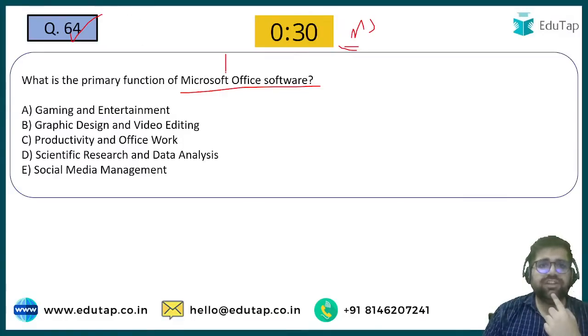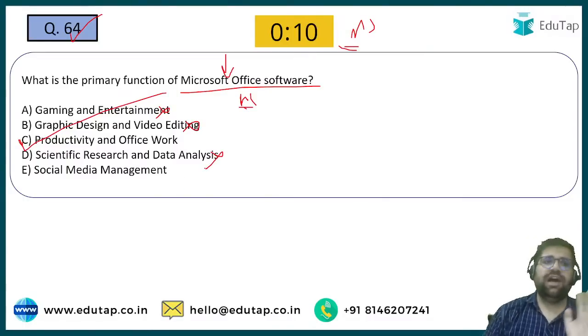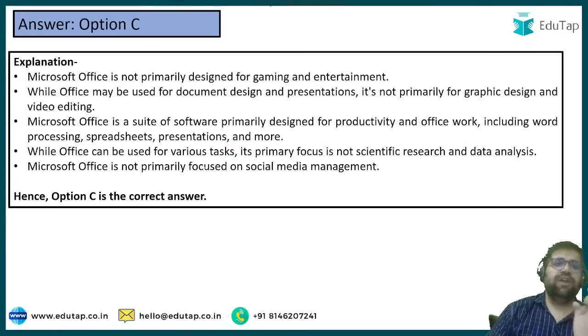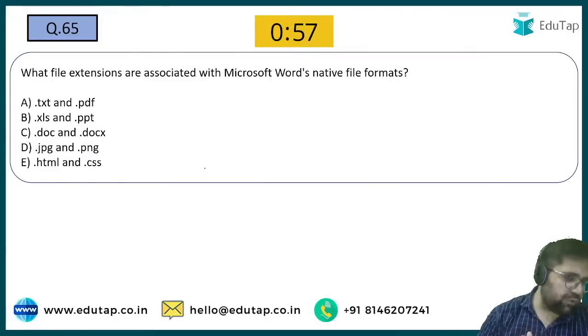What is the primary function of MS Office? MS Office is your Microsoft Office. Is it used for gaming? The answer is no. Is it used for graphic designing or video editing? Graphic designing you can still do, but you cannot do video editing. Productivity in office work? Yes, the answer will be option C. Scientific research? No, you cannot do any scientific research. So the answer will be option C. Good. Now, question number 65. Yes, this was the question I was asking you.